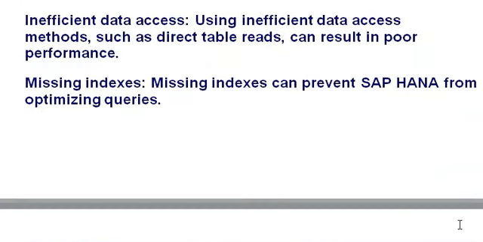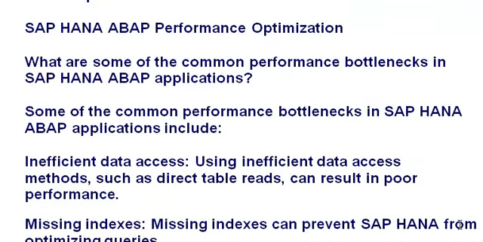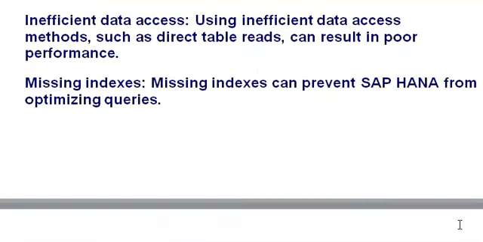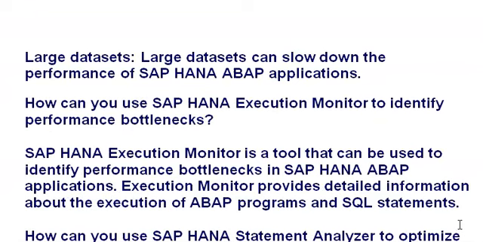Now, HANA ABAP performance optimization. These questions are related to HANA ABAP performance optimization. What are some of the common performance bottlenecks in SAP HANA ABAP applications? Some of the common performance bottlenecks include inefficient data access. Using inefficient data access methods such as direct table reads can result in poor performance. Missing indexes: if we miss indexes, it can prevent SAP HANA from optimizing queries. Large data sets can slow down the performance of SAP HANA ABAP applications.